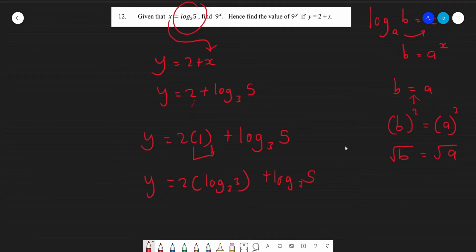Now, if we bring the 2 forward, y becomes log base 3 of 3 to the power of 2, then plus log base 3 of 5. Remember, there is another logarithm law that we know, which applies whenever the log bases are similar. Let's say I'm using log base 10, but usually in mathematics we don't write log base 10. We just leave it as log because that's the common log that we use in base 10.